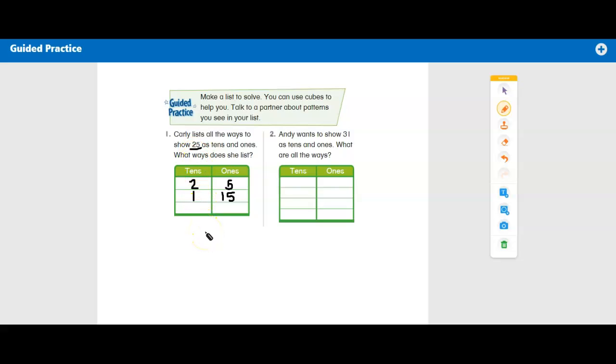One more way to show the number 25 is by showing 0 10s and using only 1s to make the number. The number 25 is shown as 25 ones.